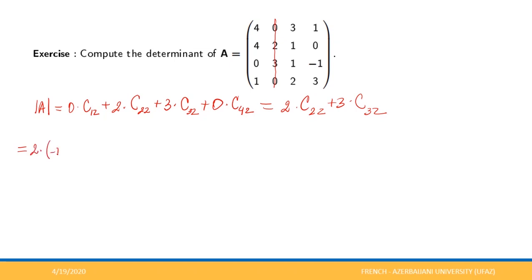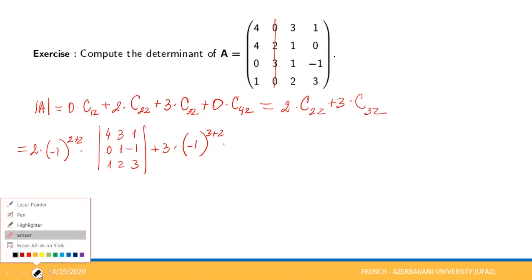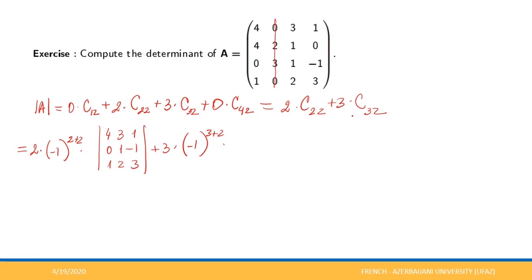2 times minus 1 to the power of 2 plus 2 times, we remove this row, the determinant of 4, 3, 1, 0, 1, minus 1, 1, 2, 3, plus 3 times minus 1 to the power of 3 plus 2 times, in order to get this cofactor, we remove the second column and third row. This. It will be the determinant of 4, 1, 3, 4, 1, 0, 1, 2, 3.